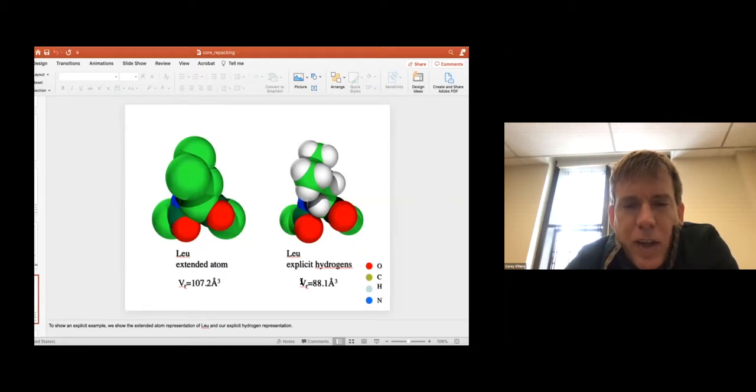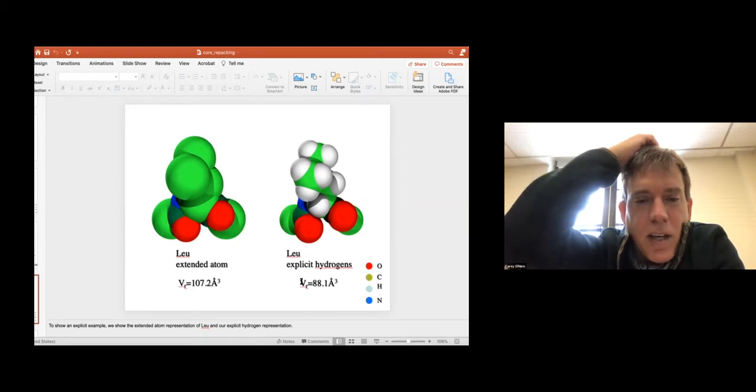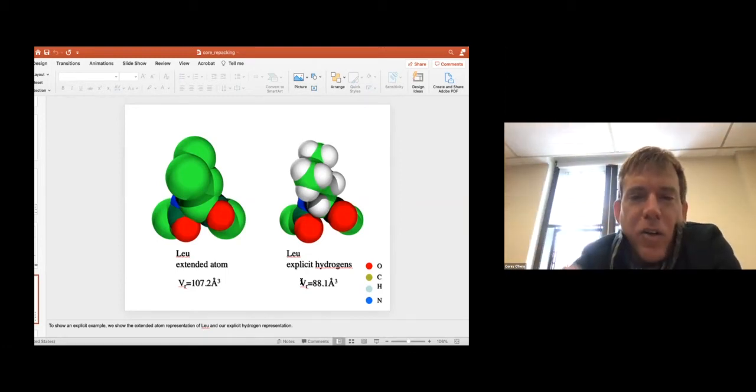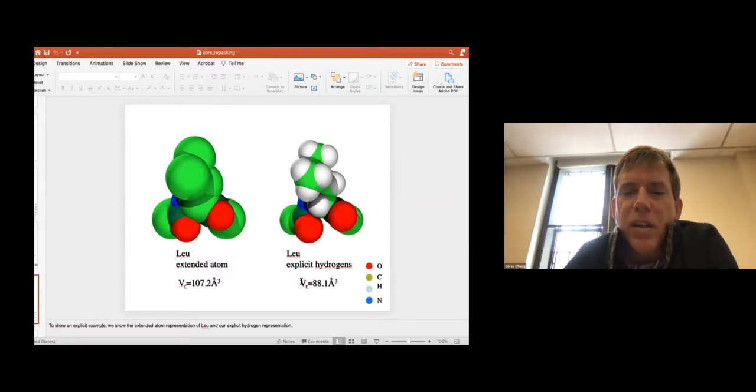Here's just an example of the different type of modeling. You see on the right the explicit hydrogens, and the extended atom model using Ken Dill's radii shown on the left. You can see you don't get some of the fine scale structure from the hydrogens when you use the extended atom model. And his residues were bigger, had more volume. You see Ken's leucine volume is 107 angstroms cubed, whereas with our atom sizes, it's 88. So they sort of fit into the core better.